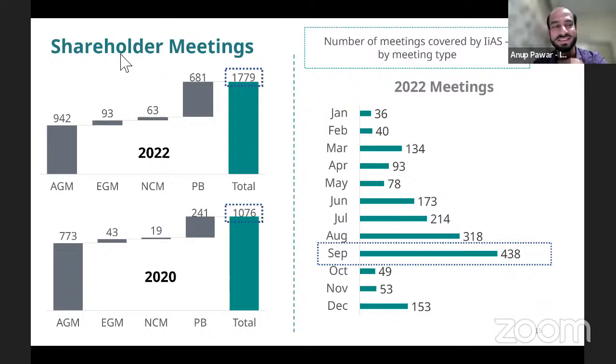And if you look at the skew of the meetings that happened through the year, this is the calendar year 2022 meetings on the right, and the number of meetings that we cover in the month of September, because that's AGM season and companies have to conduct AGMs before the 30th of September. We covered something like 438 meetings in the month of September itself. So that should give you a scale of the amount of work that we do on resolutions.